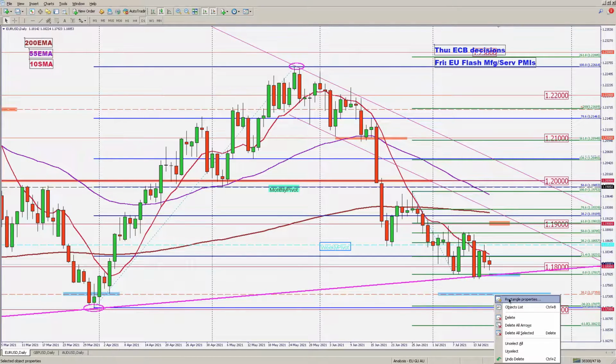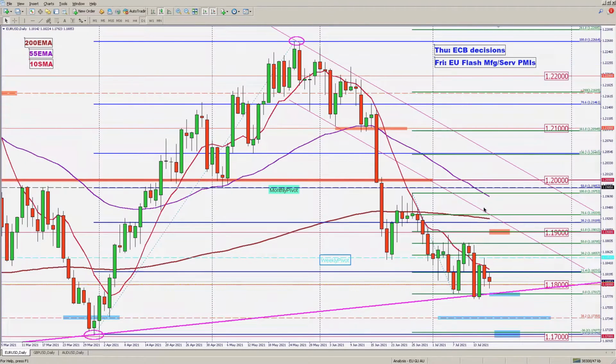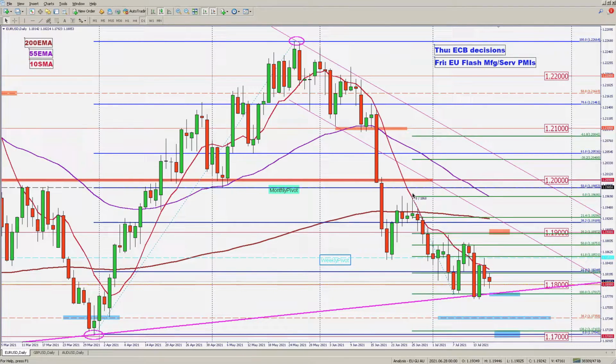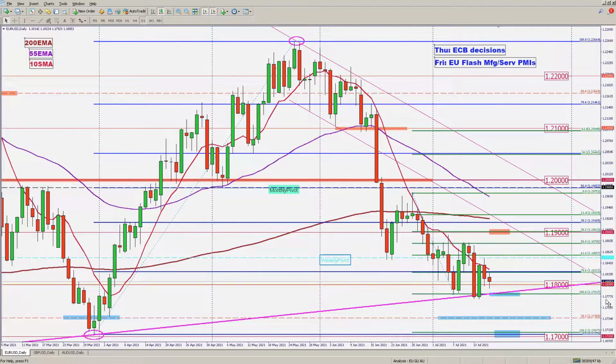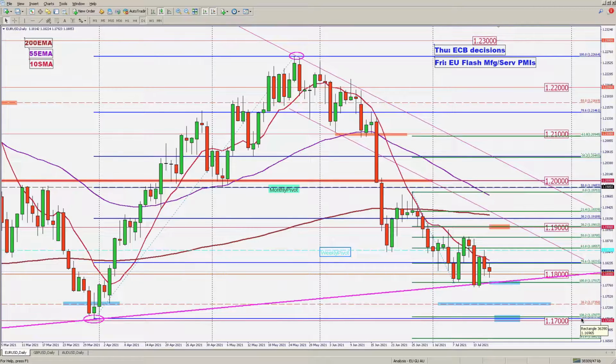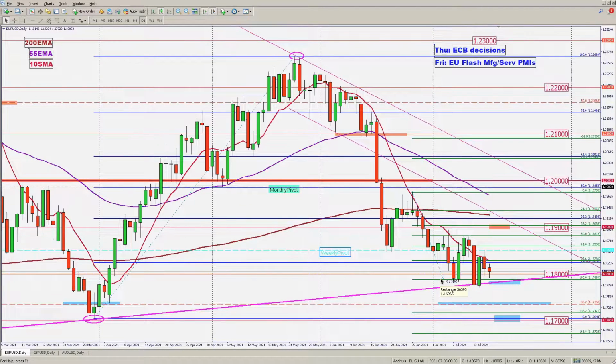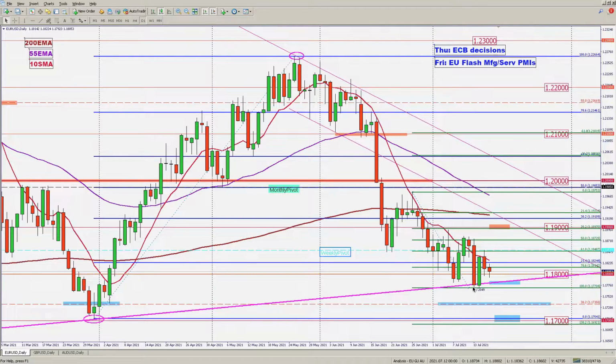Let's mark this first. If we flip this over for a continuation move lower, then that's also targeting that same level, which is the swing low at 117.04. Move this to the low of last week. So the 138 extension is going to be at 116.95. Okay.